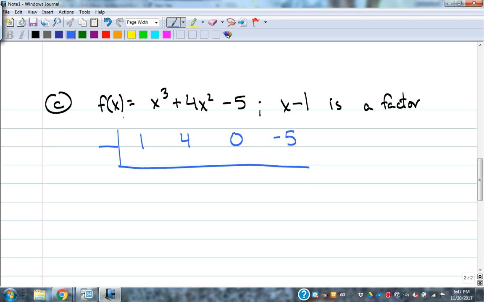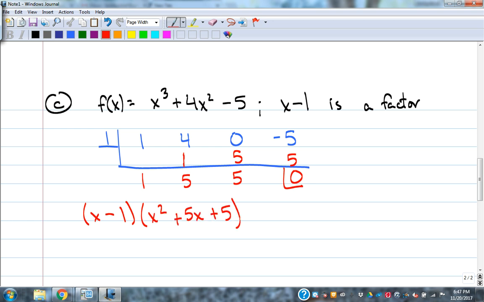What goes on the shelf? +1. Then you drop this 1 down and multiply. Yeah, I get a 0 as the remainder. Okay. So right now it factors as x minus 1 and x squared plus 5x plus 5. Right now that's all it factors as.